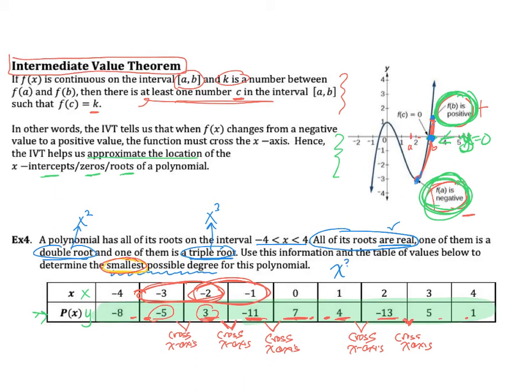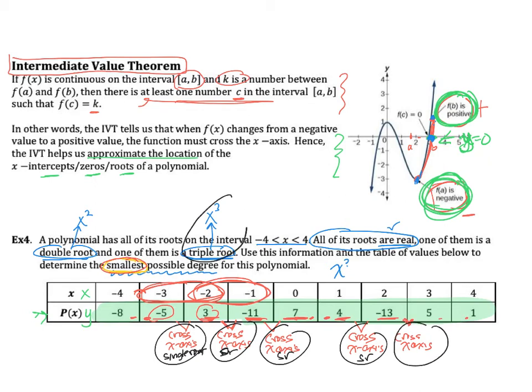Okay, now, if it crosses the x-axis, that means it's a minimum of what type of root? Hopefully you're saying to yourself that's a minimum of a single root. So it's one single root, one single root, one single root, one single root. But wait a minute. They told us that one of them was a triple root, and any odd amount of roots cross through the x-axis. They have to go through.